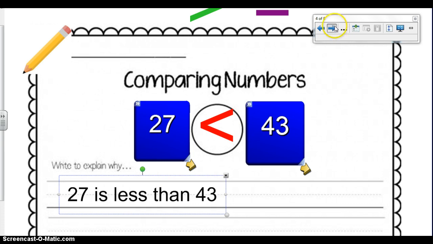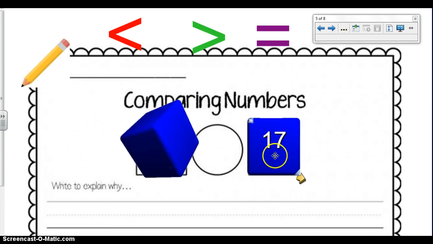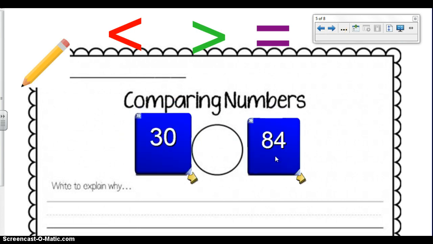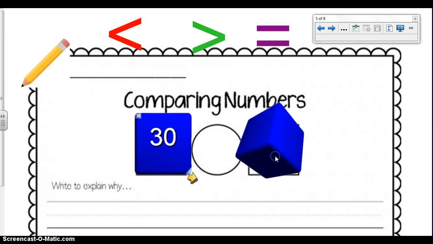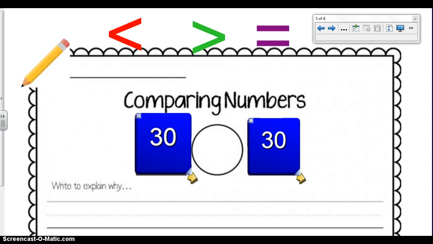Okay, let's try another one. I'm going to roll. Let's try this one again. Okay, I'll give you a minute to write the two numbers and make sure to put the correct symbol in the middle of the two numbers. This symbol right here means that you are writing this. After you write the correct equation, I want you to write a sentence explaining what we would say when we see this equation.